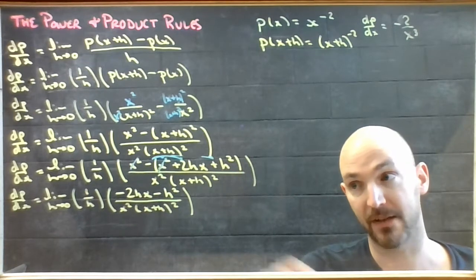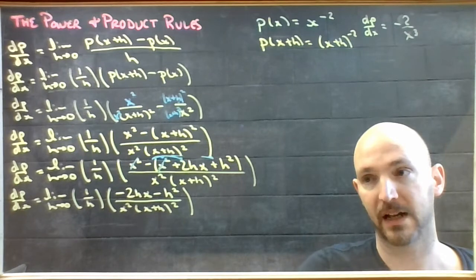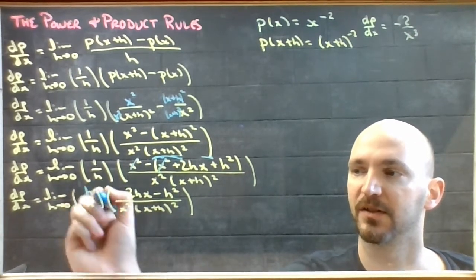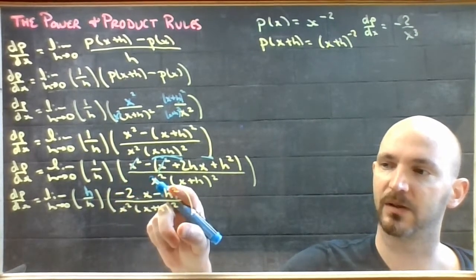Now, do you see I have an h in this term and an h in that term? So I'm going to take that and I'm going to factor that h out. I'm just going to write it here because there's room. I took that h out, and this is now only an h to the 1.